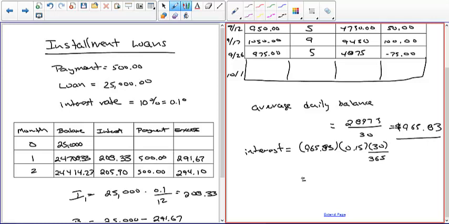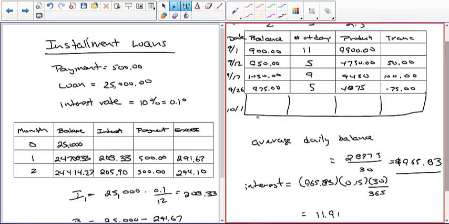365.83 times 0.15 times 30 divided by 365, and you'd get 11.91. Okay, so that's your transaction here at the beginning of the billing cycle. So this would be 11.91, and that's positive because it's going to increase your balance. So you put that, and then the final entry would be 11.91 plus the balance just prior to the billing date. So you get that.